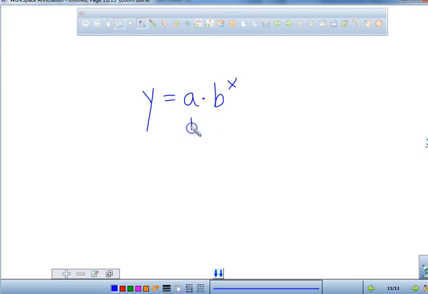Now, everybody, the A value is what's called the initial value, what you're starting at. So, if you're dealing with money, say you were going to deposit $1,000 into an account, that would be your A value in a word problem. The B value, right here, is what's called either the growth or decay factor. The growth or decay factor. Now, what is it?